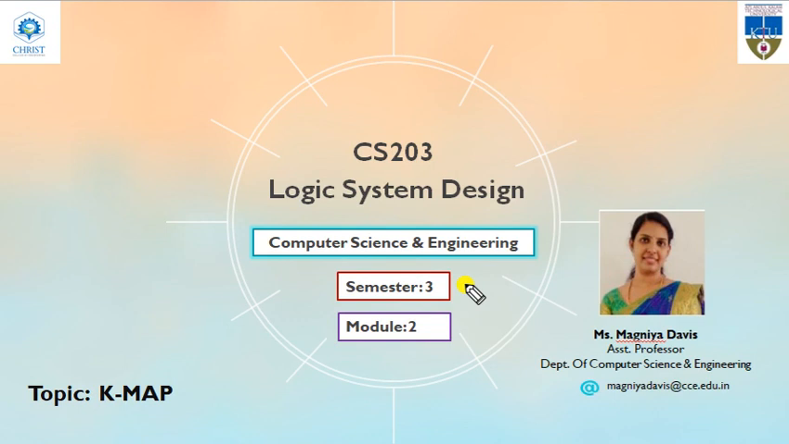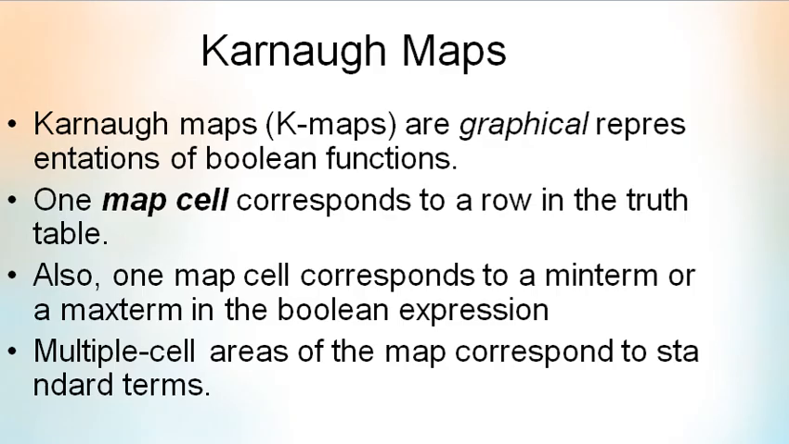Now I am going to discuss about Kmap. Kmaps are the graphical representation of Boolean expressions which was developed by the famous scientist Carnot. By his name we call it Kmap or Carnot map. It was developed in 1953. This is used to simplify Boolean algebraic expressions without using any Boolean laws or theorems.